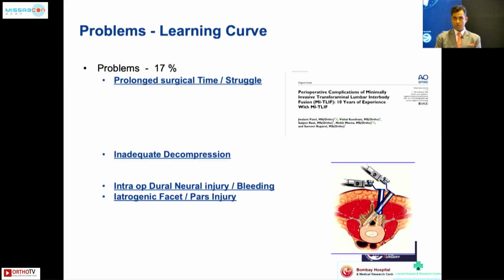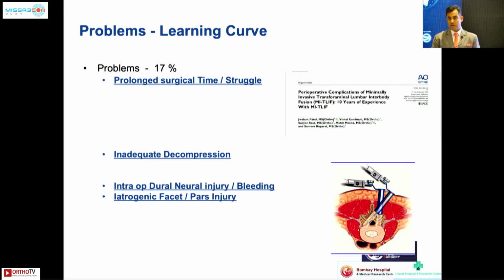And in MIS tubular surgeries also, something like a very prolonged surgical time resulting in bad results, or a frustrated surgeon causing problems due to surgeon's fatigue, is very common. In our own paper, we saw that our complication rates are to the tune of 17% over the last 10 years of our experience. I'll show some of them.